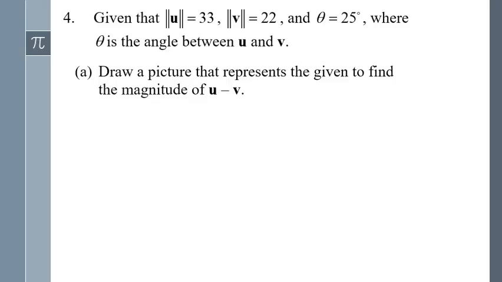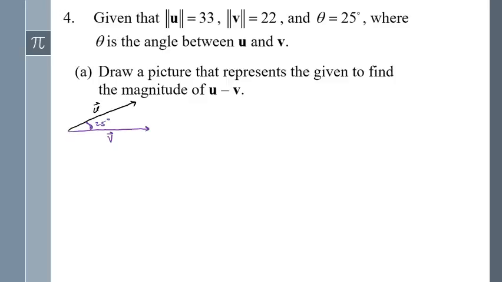So if we know that the angle between two vectors is 25 degrees, that means that if I have vector U and then I have another vector V, then this angle here is 25 degrees. Notice I connected the two tails together. That's how we show the angle between them.